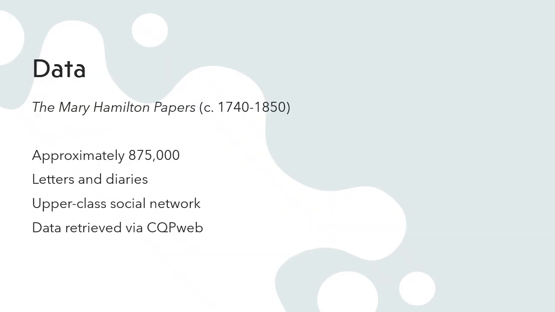The dataset comes from the Mary Hamilton papers, a large collection of letters and diaries written between roughly 1740 and 1850. Most of the examples analyzed in this study date from the second half of the 18th century. Because the writers belonged to similar social circles, the linguistic style is relatively coherent, making the corpus ideal for examining fine-grained variation.